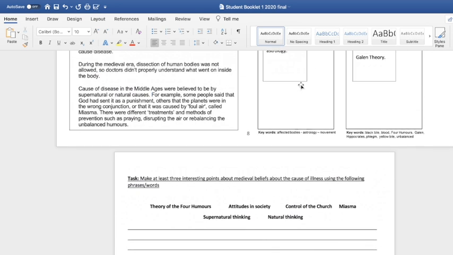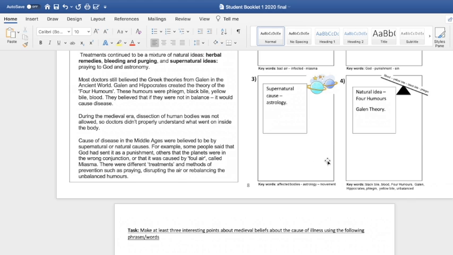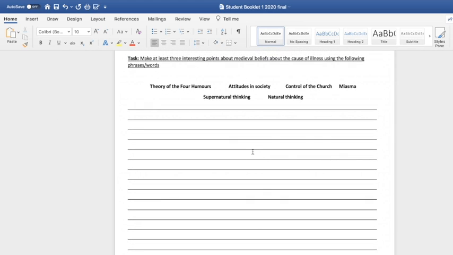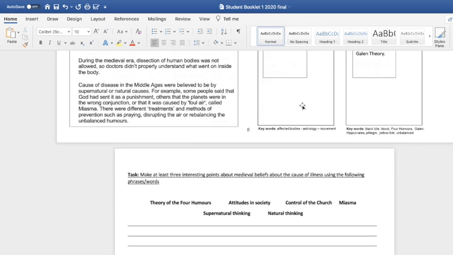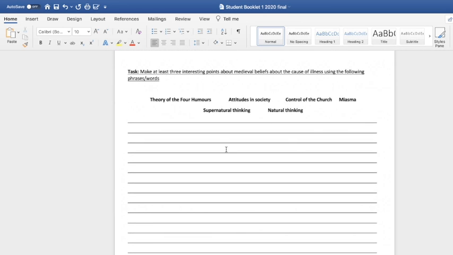So what you'd have to do is, thinking about what you've just summarised, think about how you can categorise the idea of supernatural thinking, for example, astrology and God sending disease as punishment, and the idea of natural thinking, and the four humours and miasma. Another thing to notice is that over here you have key phrases like attitudes in society and control of the church. So you would have recognised that these are terms or factors of medicine.